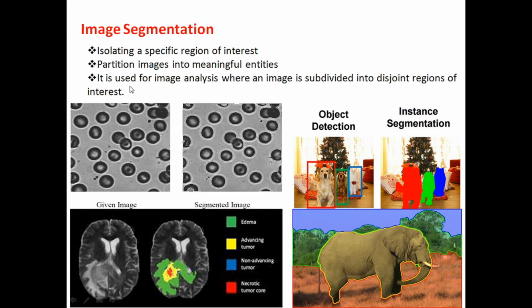Also, image segmentation is used for image analysis where an image is subdivided into disjoint regions of interest. So all these things you can see here. This is image segmentation performed by taking biomedical images into consideration. After the segmentation, it is used to do certain activities like tumor detection or detecting any abnormality present in organisms, right? This is the given image and this is my segmented image. In this way, image segmentation plays a crucial role in any computer vision problem.